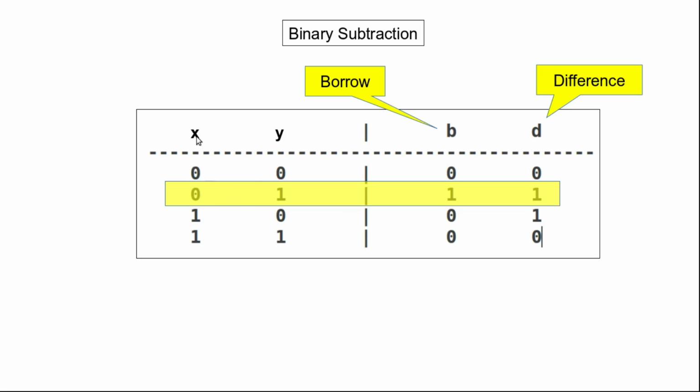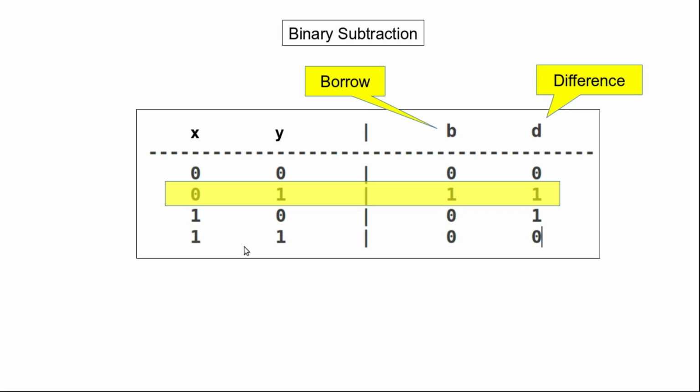In the first row, the value of x is 0 and the value of y is 0. So we are trying to compute 0 minus 0, and hence the difference will be 0, and we don't need any borrow, so borrow will also be 0. For the third row, where the value of x is 1 and the value of y is 0, we are now trying to do the subtraction 1 minus 0, and 1 minus 0 will result in a difference of 1. Again, we don't need to borrow, so the borrow output will be 0.